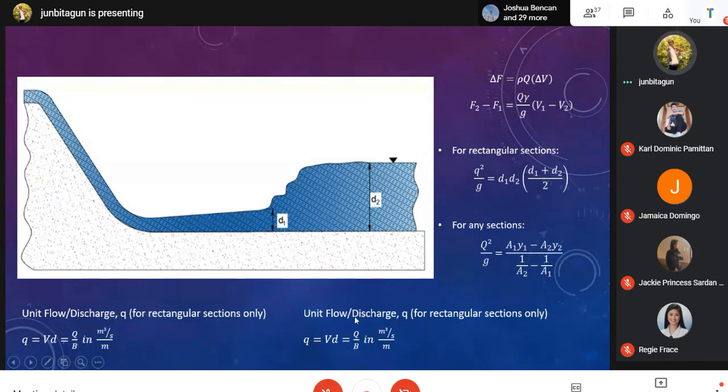So the unit flow, guys, the small q, is equal to VD, or we could say Q over B, or the flow rate divided by the width of our channel. So it is in cubic meters per second per meter. This is for rectangular sections only, because that is the equation we use here. For any section, we do not need the small q.